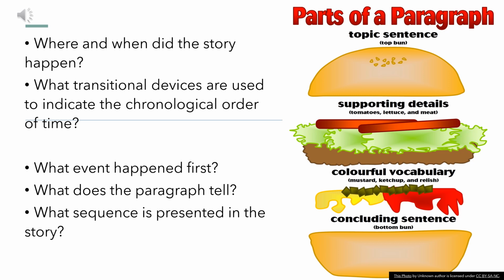Where and when did the story happen? It happened in Masayahin National High School when the boy transferred to that school. So what transitional devices are used to indicate the chronological order of time? For the transitional devices that indicate the chronological order of time, kindly go back to the text and try to figure out what transitional devices are used in the story.